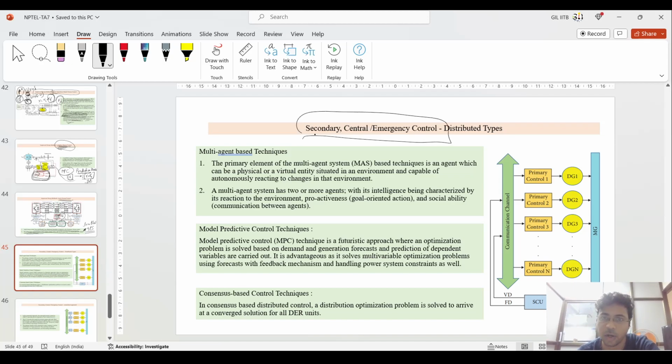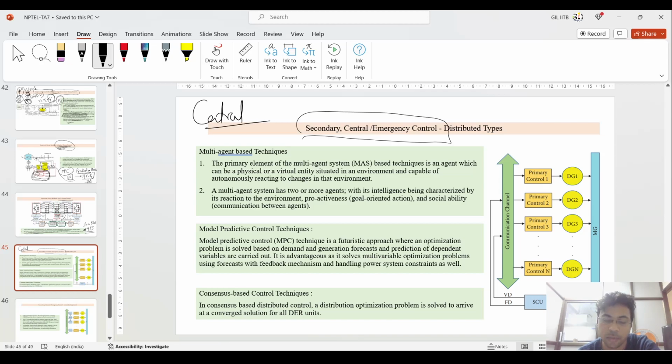Coming to the last topic, that is secondary, central, emergency control. What we have already studied: the local loop control is first, second is secondary control, third is that secondary or the central emergency control. These have three types, mainly two types: central and distributed control. Central control is such that all DGs are connected to a central point.